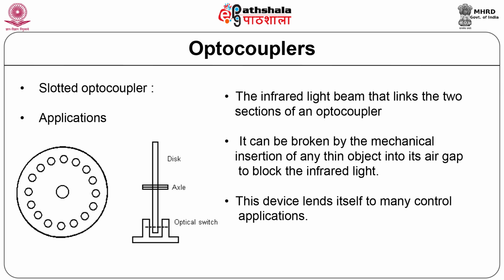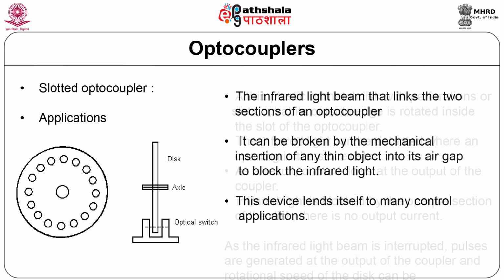Applications. The infrared light beam that links the two sections of the optocoupler can be broken by mechanical insertion of any thin object into its air gap to block the infrared light. This device lends itself to many control applications.